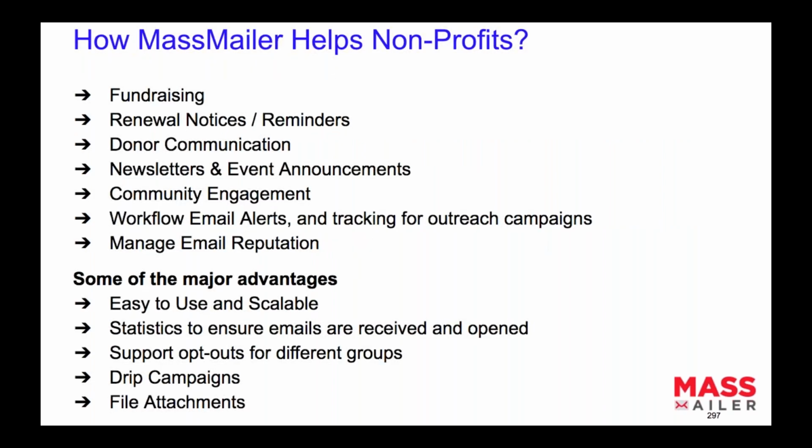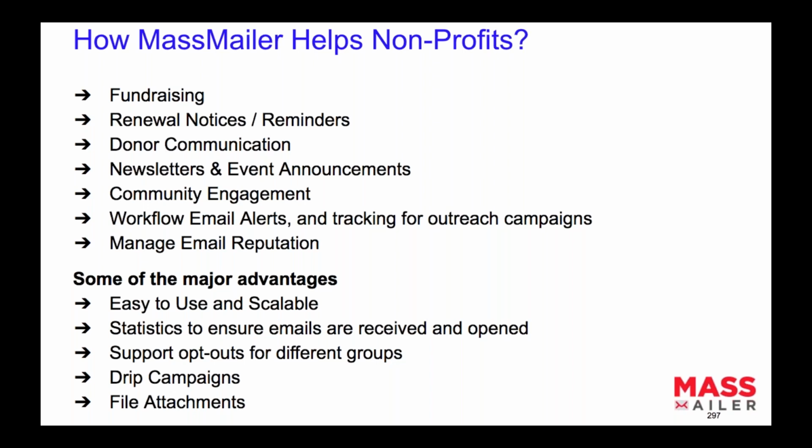And how does MassMailer help nonprofits? Use case scenarios could be fundraising, renewal notices, reminders. You can have donor communication sent out, newsletters, community engagement, any kind of workflow email alerts, and you want to track them for an outreach campaign. It could be a drip campaign also. And also you can manage the reputation.